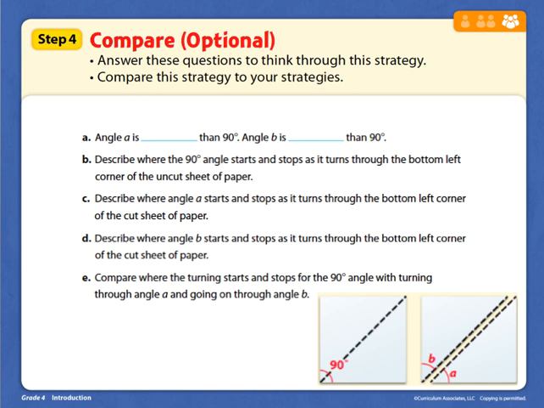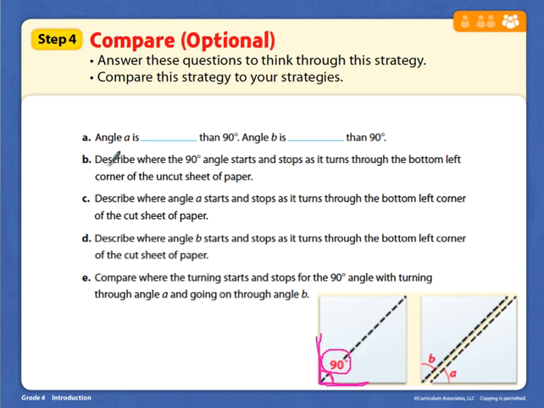All right, let's ask ourselves some questions so that we can think through this strategy. Angle A is blank than 90 degrees, and angle B is blank than 90 degrees. We already talked about how the whole angle of this piece of paper, see how this little arch goes all the way from edge to edge? That means we're talking about all the way from this edge to this edge. The angle there is 90 degrees.